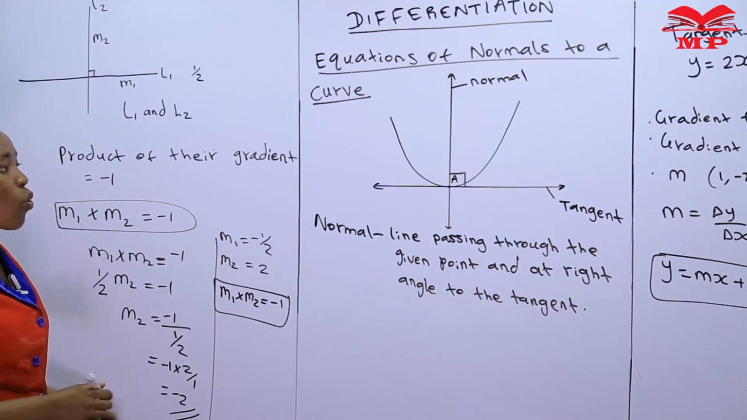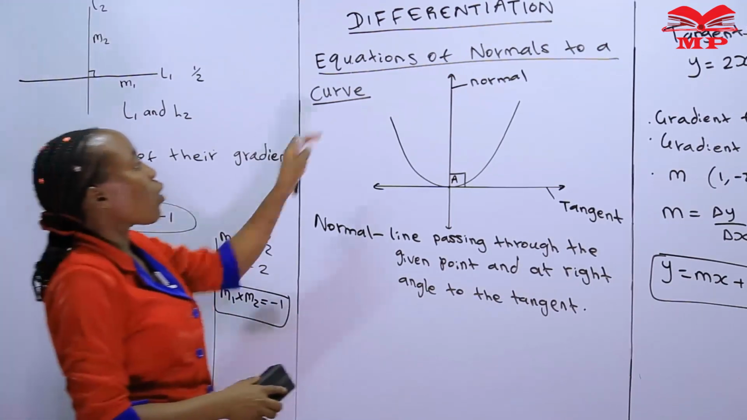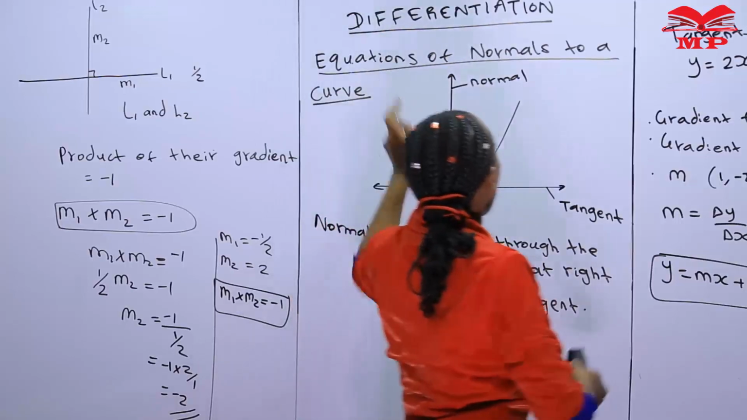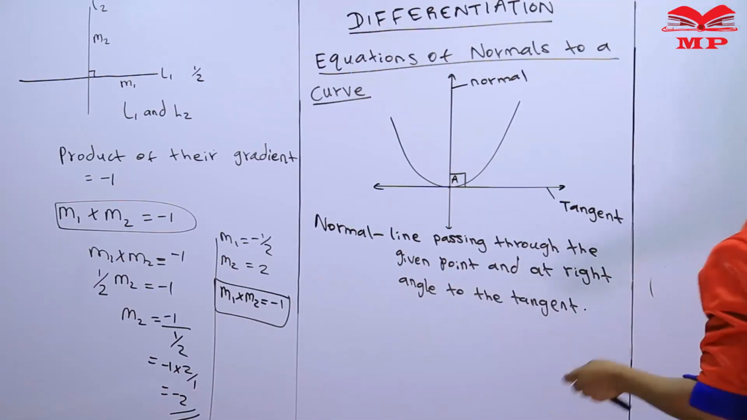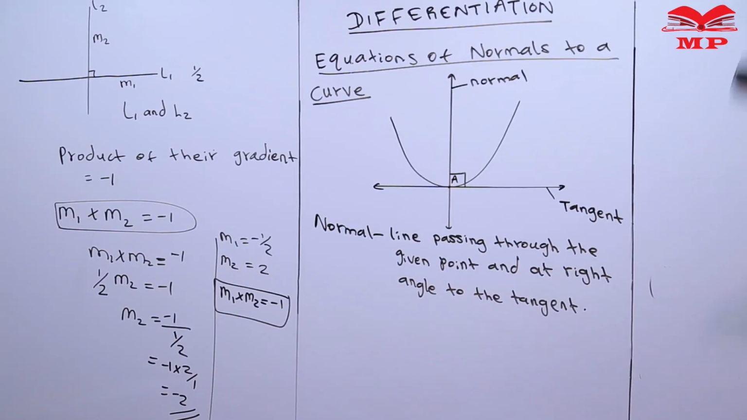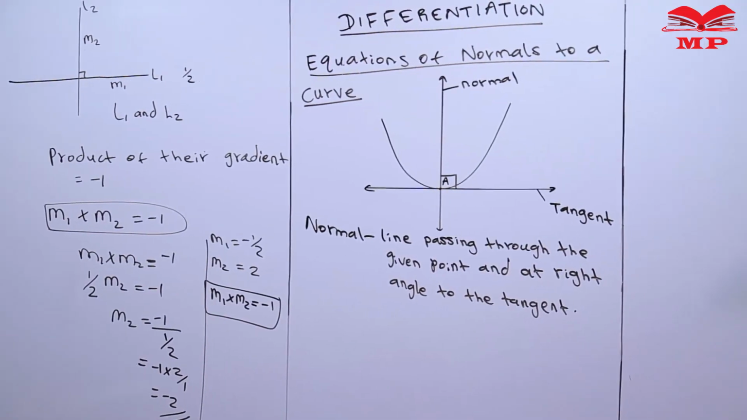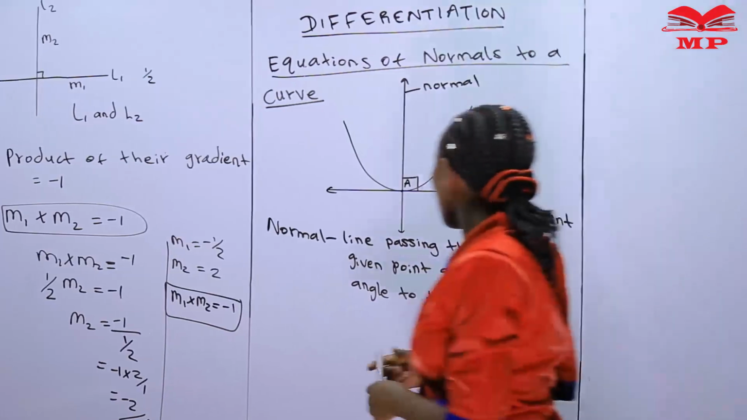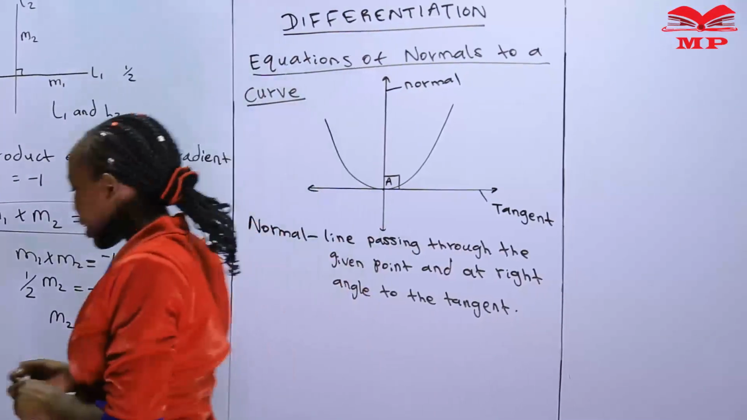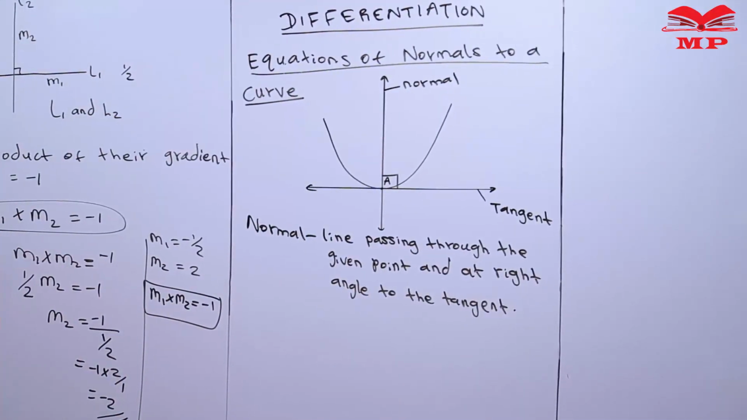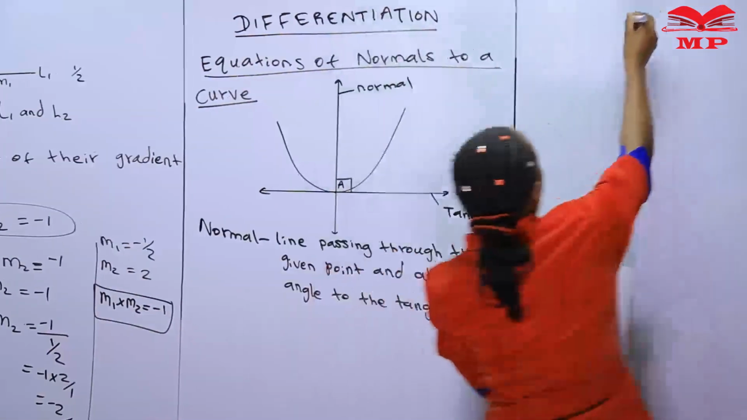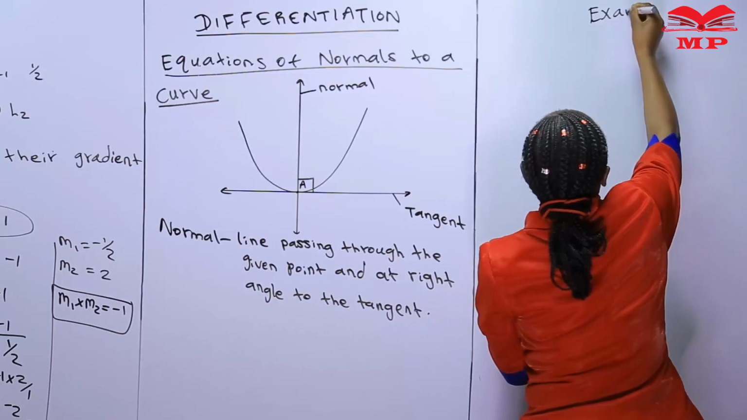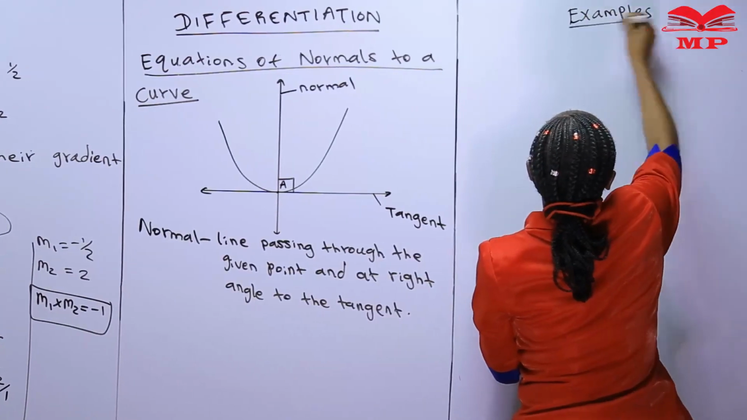So I'd like us to do examples on how to get the equations of normals to a curve. We have seen that a normal is a straight line passing through the given point at right angle to the tangent. So we can do these examples. We are going to do several examples here.